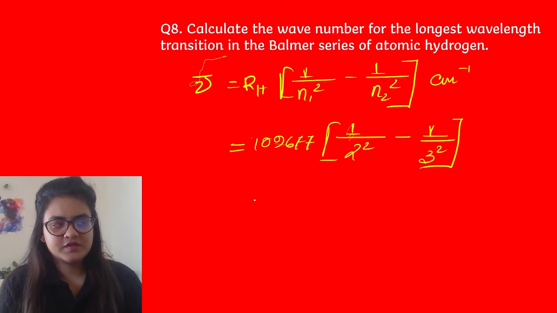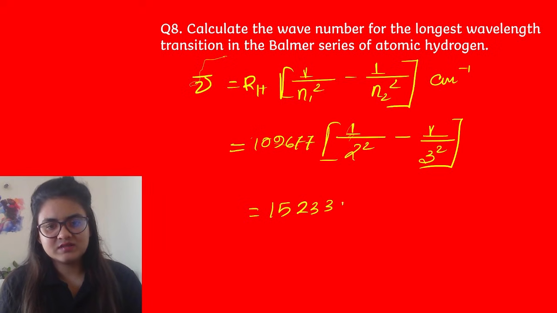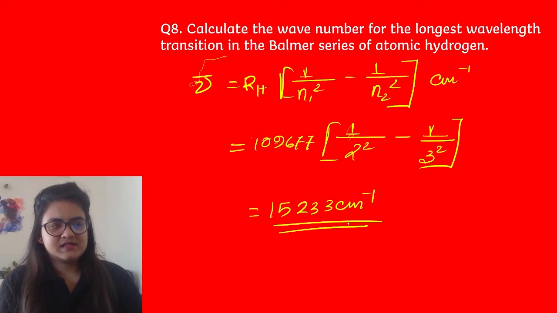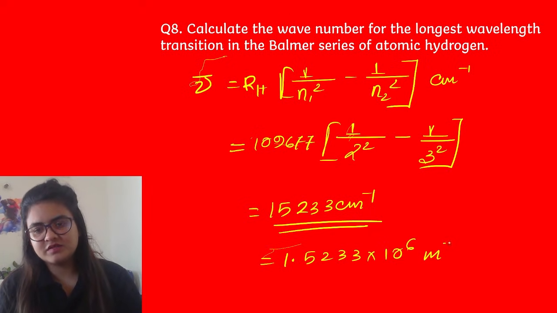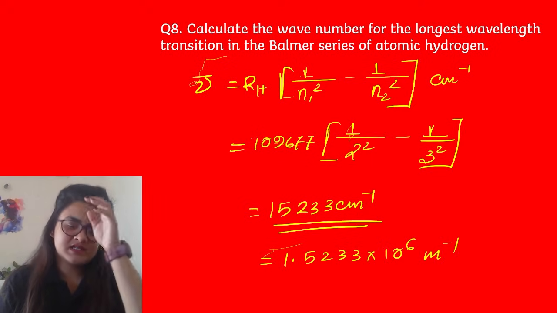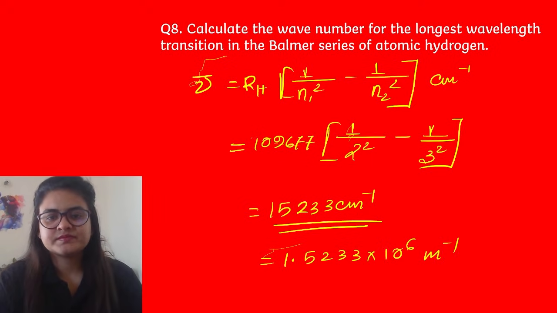Okay, so if you just calculate, I'm not going for the detailed calculation, it will come up to be 15233 centimeter inverse. So that is the wave number. Yes, that is the answer. If you want to convert it to meters, it will be something like 1.5233 into 10 power 6 meter inverse. So that is your answer. I guess it's clear to you.